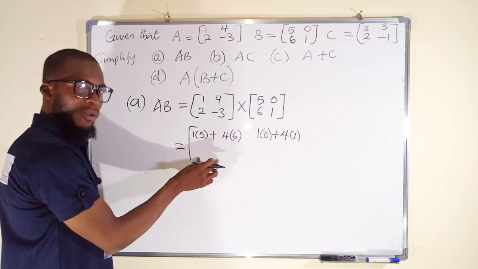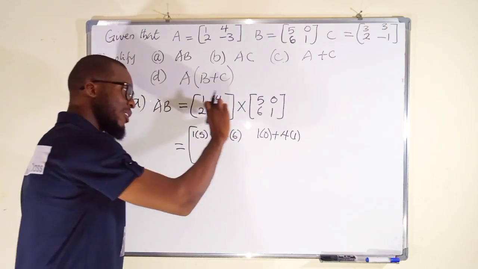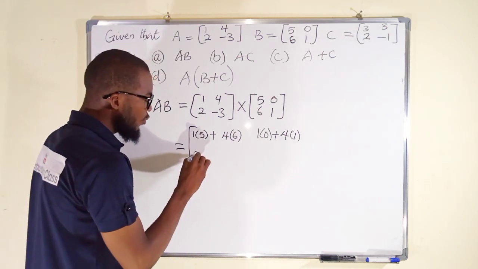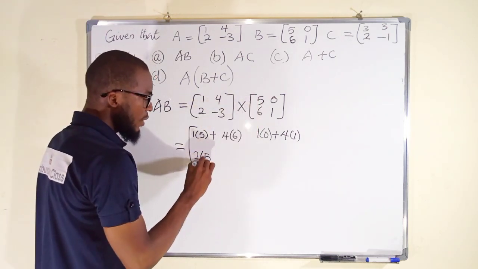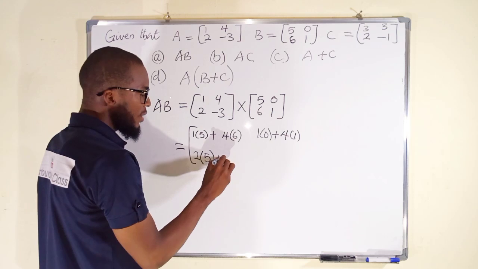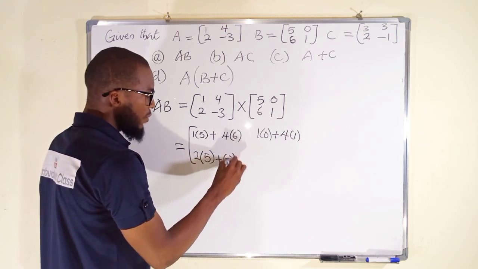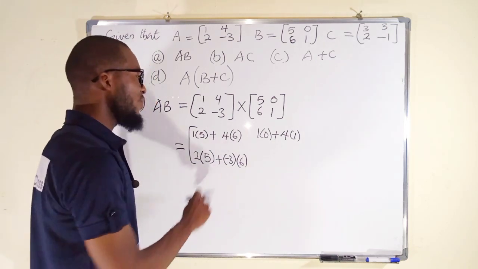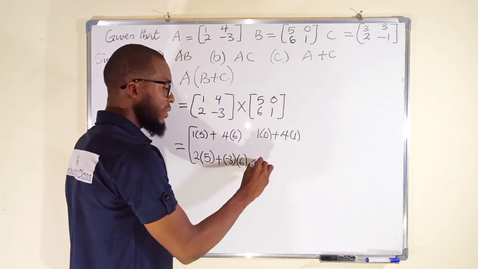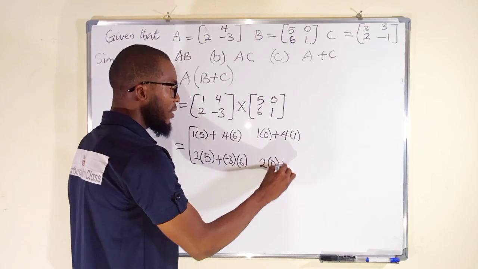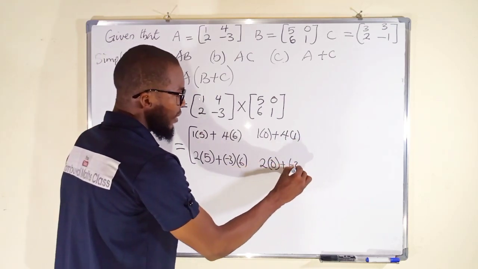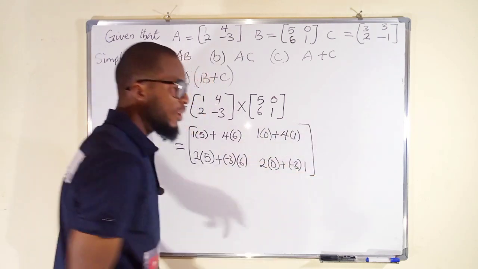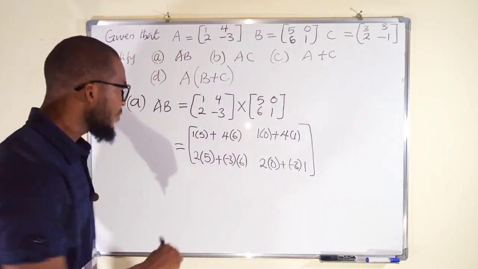This is first row, first column, first row, second column. We are moving on to the second row, first column. You take the second row here, you multiply by the first column of the other matrix. We have 2 multiplied by 5. You add, you take negative 3, you also multiply it by 6. Then you move. You take this, you multiply by that, 2 multiplied by 0, you add negative 3 multiplied by 1. You close, you simplify and obtain your final answer.